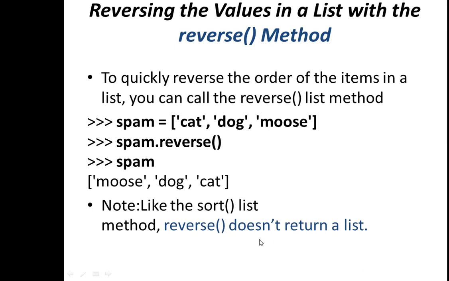Similar to sort, reverse again does not return a list. It will just alter the list. We have seen the insert method, we have seen the append method. They do not return any value. They just alter the existing list. So remember this, the reverse method will alter the order of the items in the list. So if I give cat, dog, moose, then if I use the reverse method on that, moose, dog, cat, it just reverses the list. Okay, so try all these methods in your system.